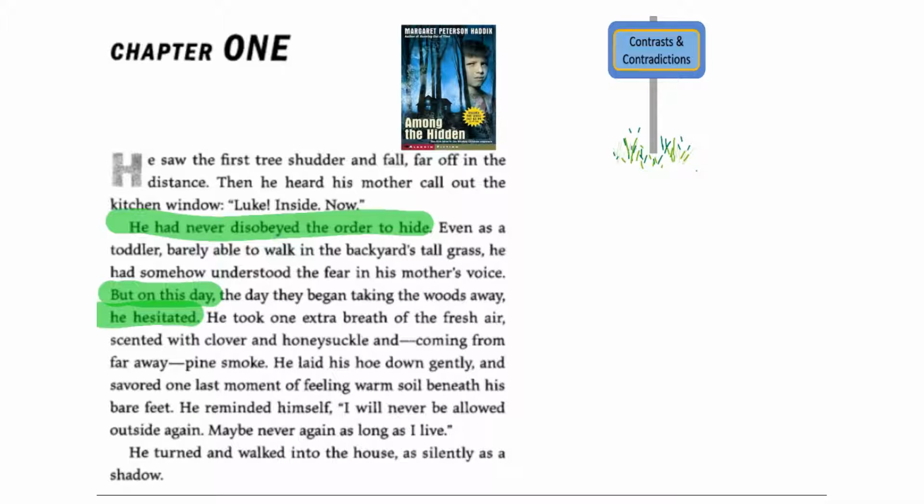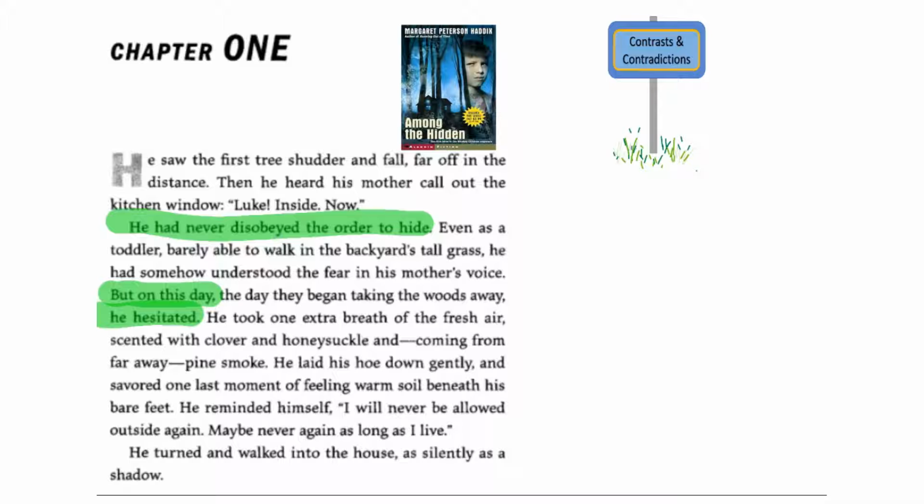He took one extra breath of the fresh air, scented with clover and honeysuckle and, coming from far away, pine smoke. He laid his hoe down gently and savored one last moment of feeling warm soil beneath his bare feet. He reminded himself, I will never be allowed outside again. Maybe never again as long as I live.